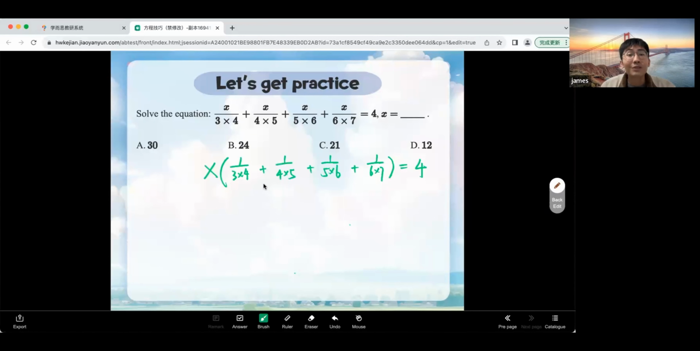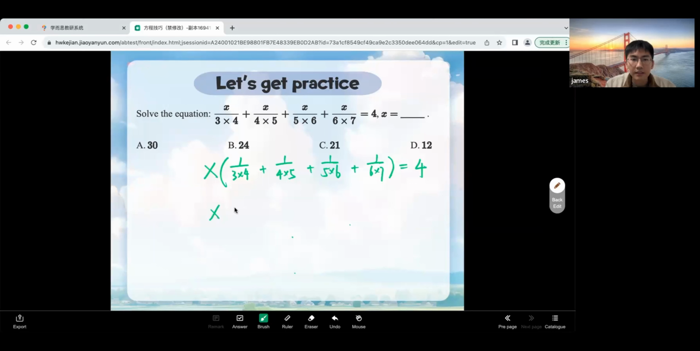Step 2, when you see these four fractions in the parentheses, you'll find we can use the splitting method. Because this time, the 1, it is the difference between 4 and 3. It is the difference between 5 and 4. It is the difference between 6 and 5. And same thing for 7 and 6.